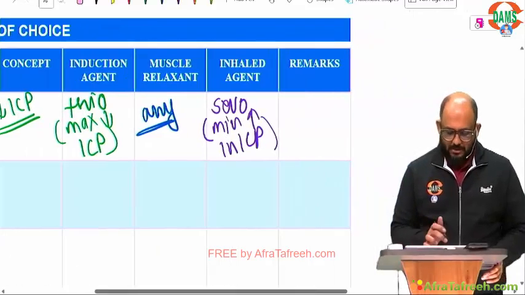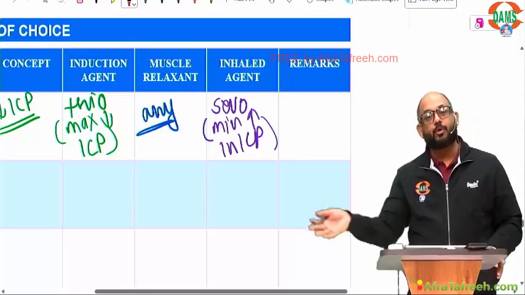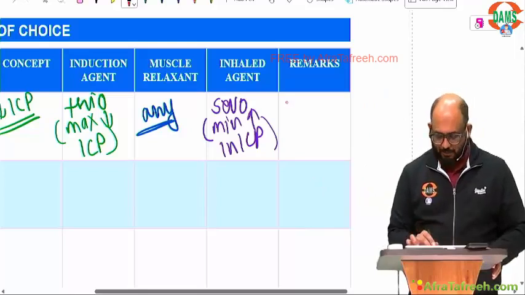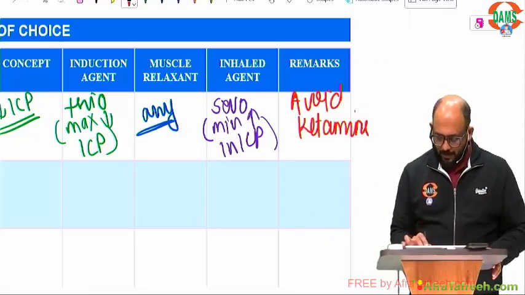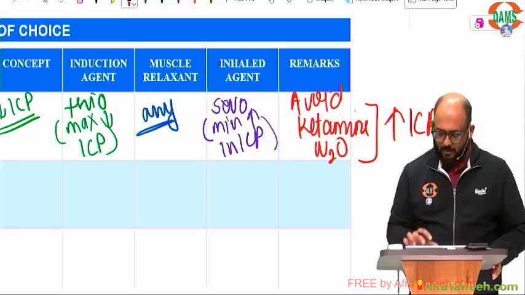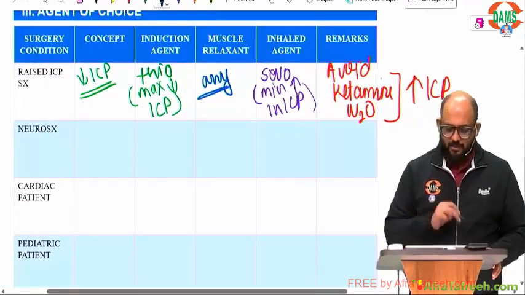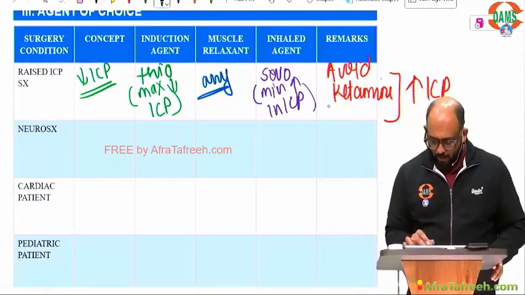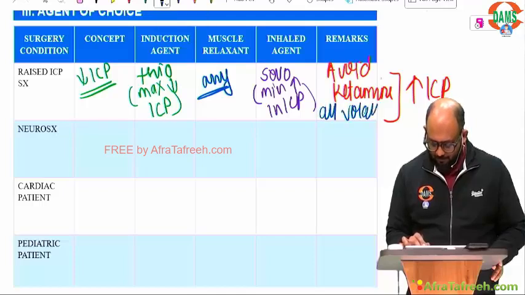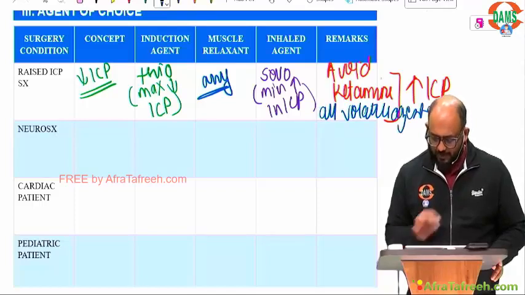In remarks, I want to tell you what not to give in a case of raised ICP. Avoid ketamine and nitrous because they increase ICP. Avoid ketamine and all volatile anesthetic agents. All inhaled anesthetic agents increase ICP.